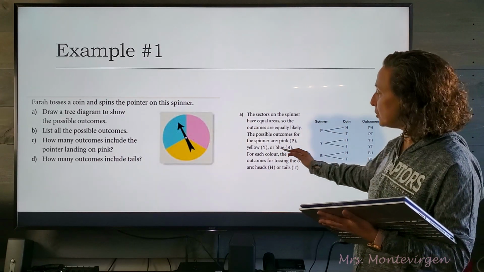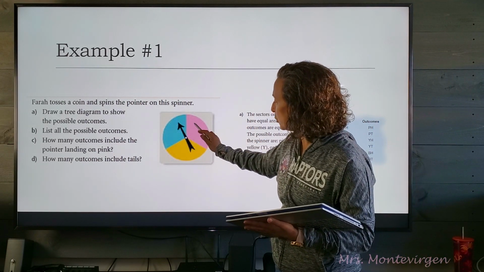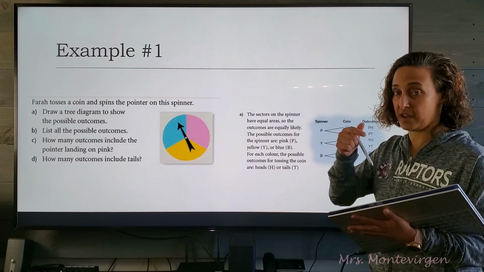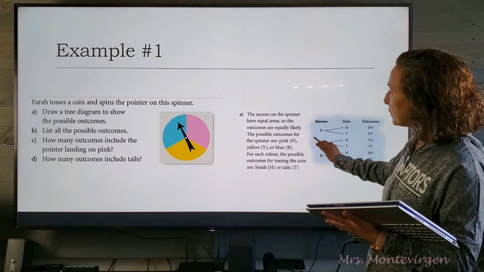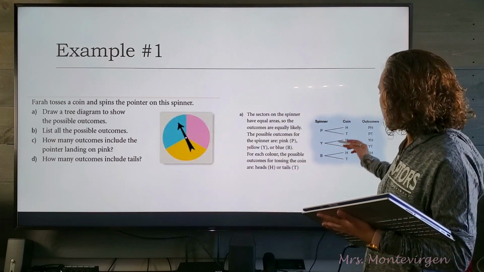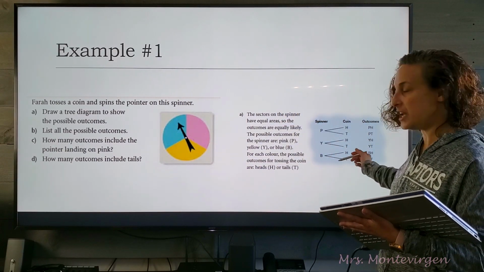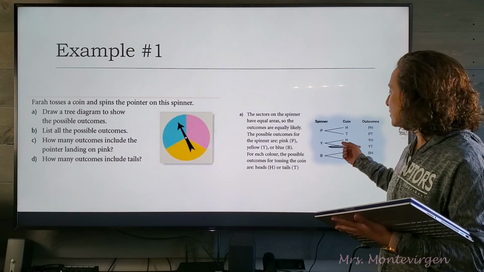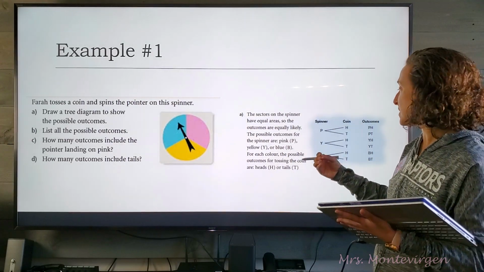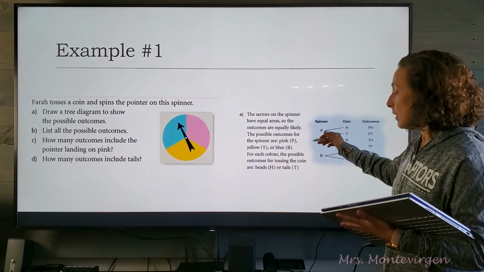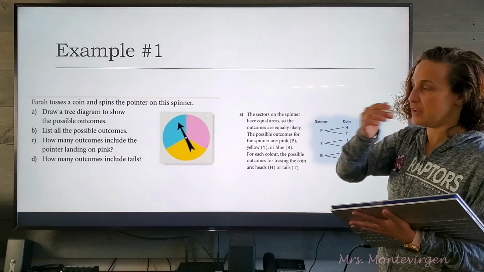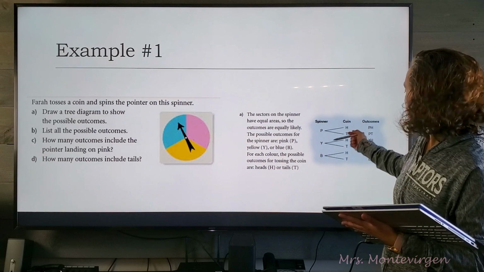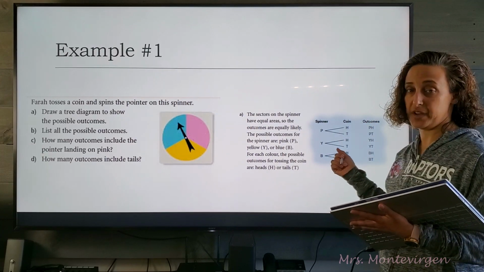For here, we're going to do the spinner first, and you see you have blue, pink, and yellow, and that's what I have here, pink, yellow, and blue. And again, I use the first initial. Then from each of those, it says we've tossed a coin. You can see the second column, I've put coin. From each of those colors, I'm now going to list heads or tails, for every single possibility. As we've talked about on the previous slide, if I spin pink, then I'm going to toss a coin, I can still get the possibility of heads or tails.